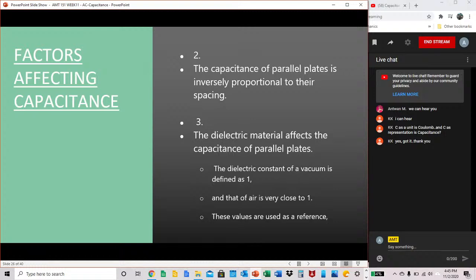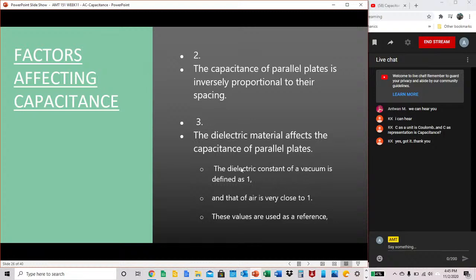The dielectric constant of a vacuum is defined as 1, and that of air is very close to 1. These values are used as a reference. Okay, so what this means, we're talking about a dielectric being used in a capacitor. The dielectric material affects the capacitance of parallel plates. This is giving you an example of if a vacuum was used as the dielectric. The dielectric constant of a vacuum is defined as a value of 1. Just 1.